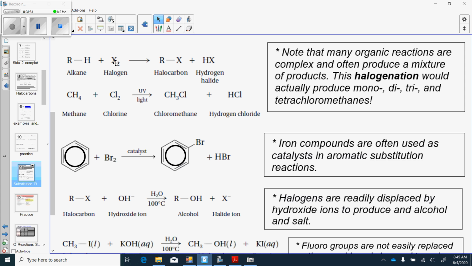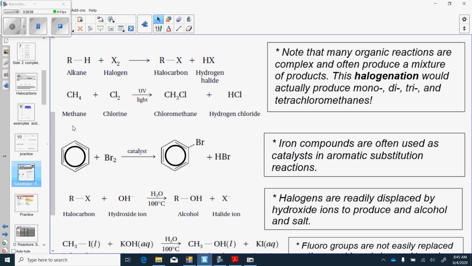Here is our halogen, so we're just going to use an X. It could be a fluorine, a chlorine, a bromine. And what happens is we substitute. So the H comes off the alkane, and one of the halogens goes in. These halogens are all diatomic, so when they're by themselves, they have a little 2. But you can see here the H and one of the X's substituted. Okay, we've made a halocarbon.